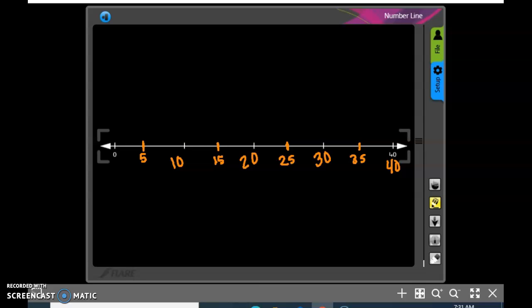I can even add in the other numbers if I really want. So they're going to be a little bit closer together, but now I have my 1, 2, 3, 4. So you can always fill in the number line to match what you need, but when it's already missing some numbers, you have to figure out what it's skip counting by.